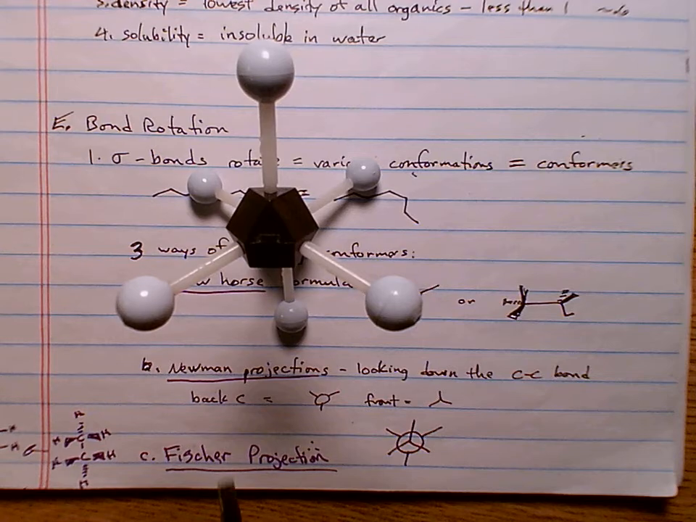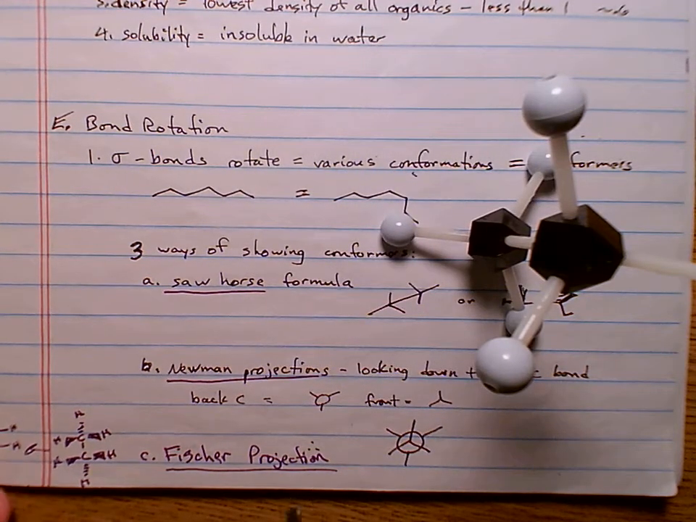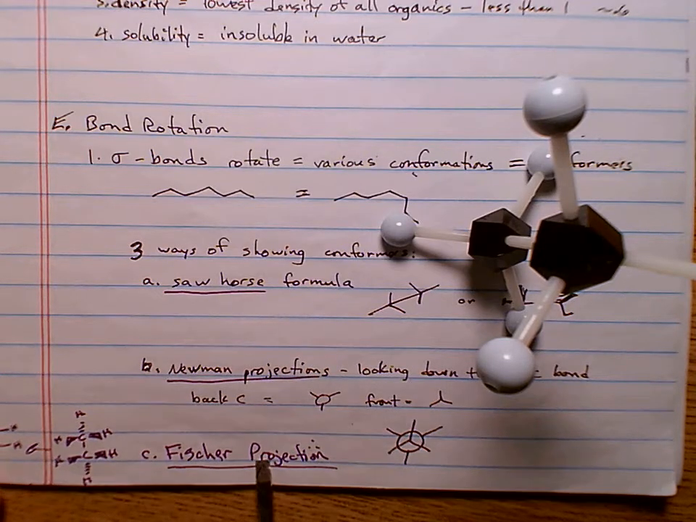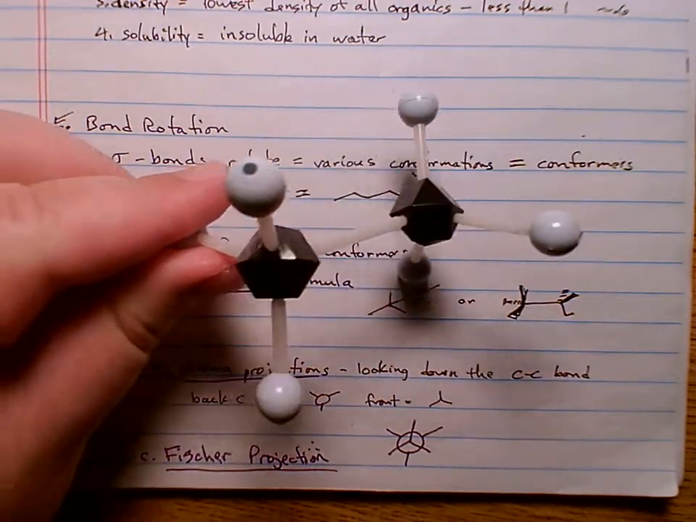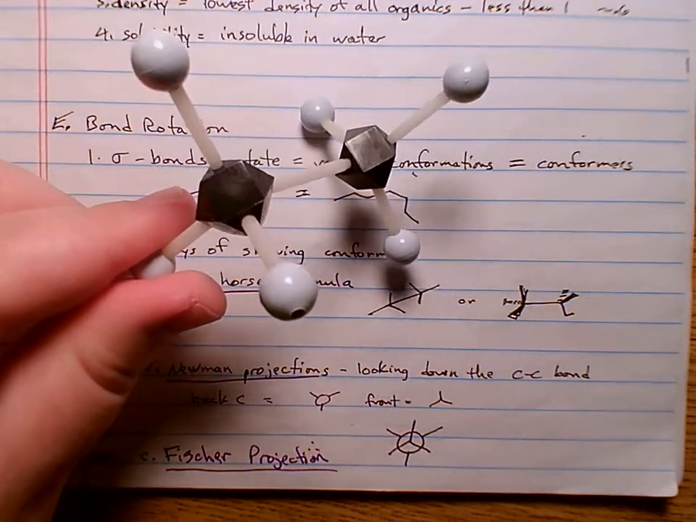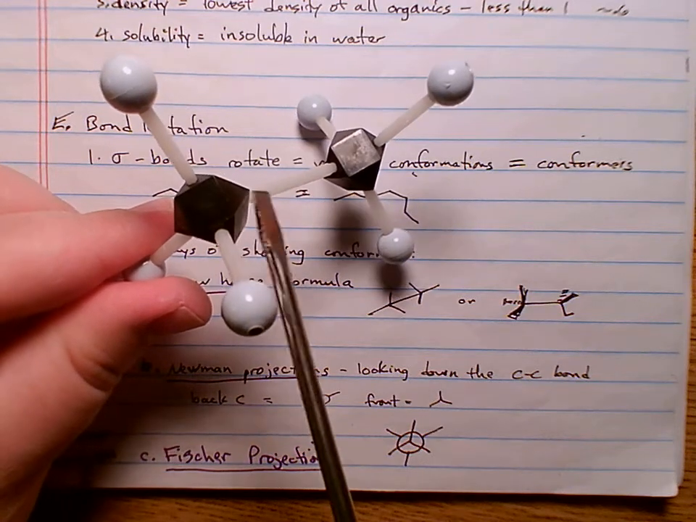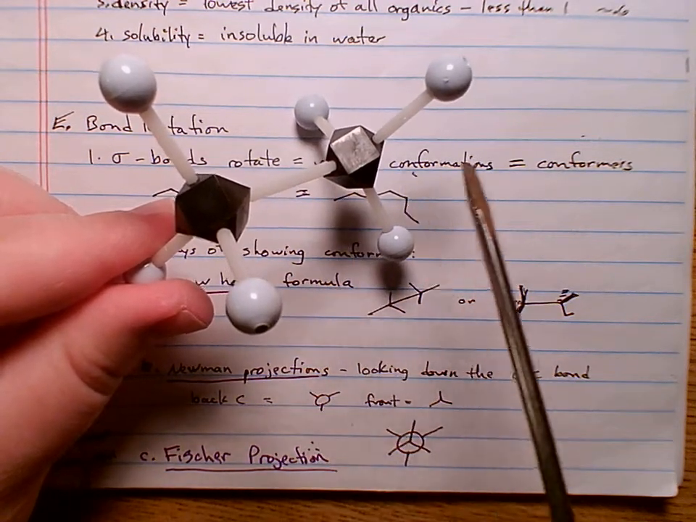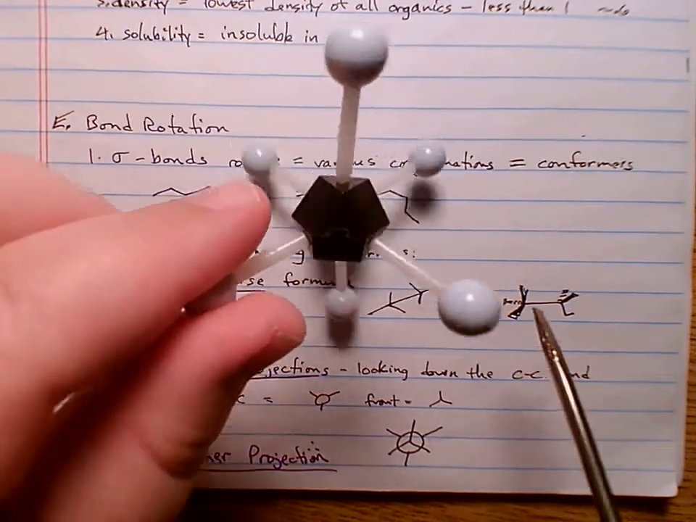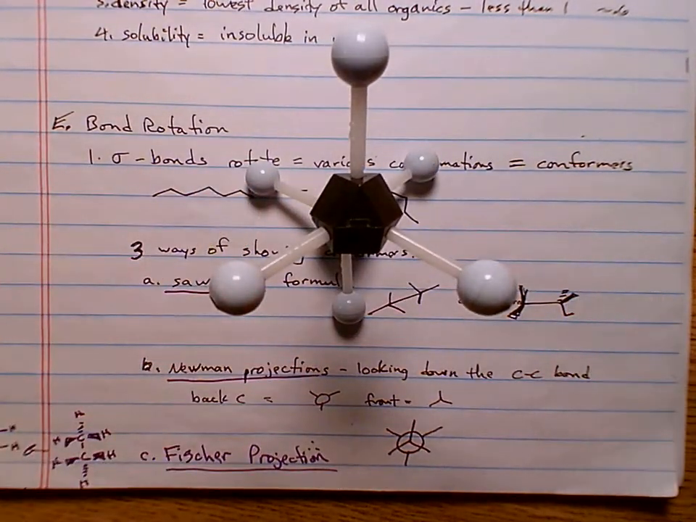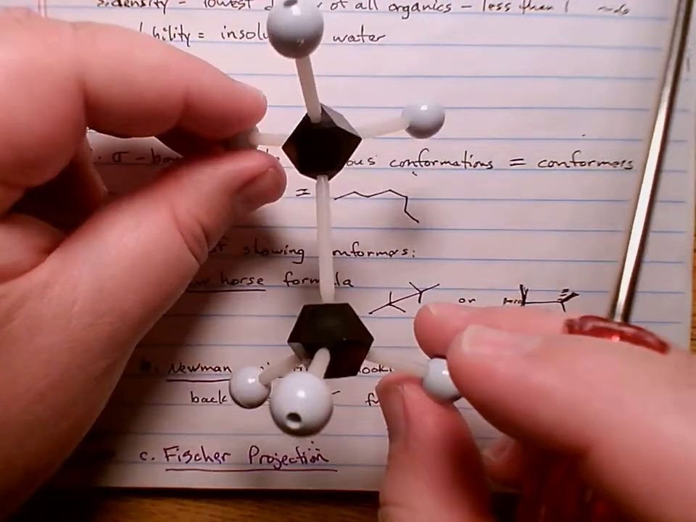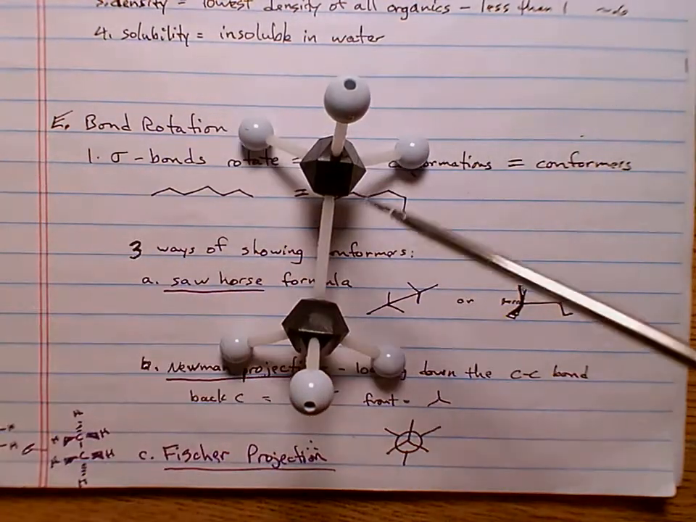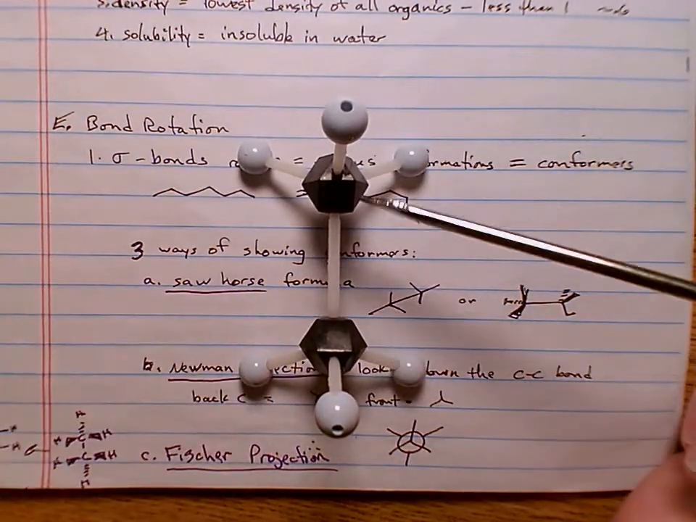Kind of a different one, a weird one, is the Fischer projection. And first I'm going to show you what the Fischer projection means, and then I'm going to actually draw it. So let's review. Sawhorse, you're looking at the molecule kind of like this. This is a sawhorse projection, where you can kind of see these two carbons. Newman projection, you're looking straight down the carbon-carbon bond. With a Fischer projection, what Fischer decided to do was to make the carbon-carbon bond vertical on the page.